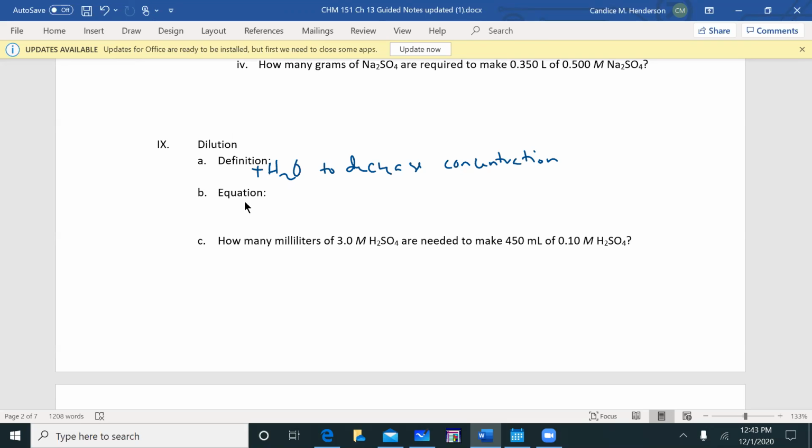So there's a pretty simple equation for solving diluted solutions. Sometimes you'll see it written as M1 V1 equals M2 V2. Where M1 is your initial concentration and V1 is your initial volume. Your M2 is your final concentration in molarity, and your V2 is your final volume. The ones are talking about your more concentrated thing.